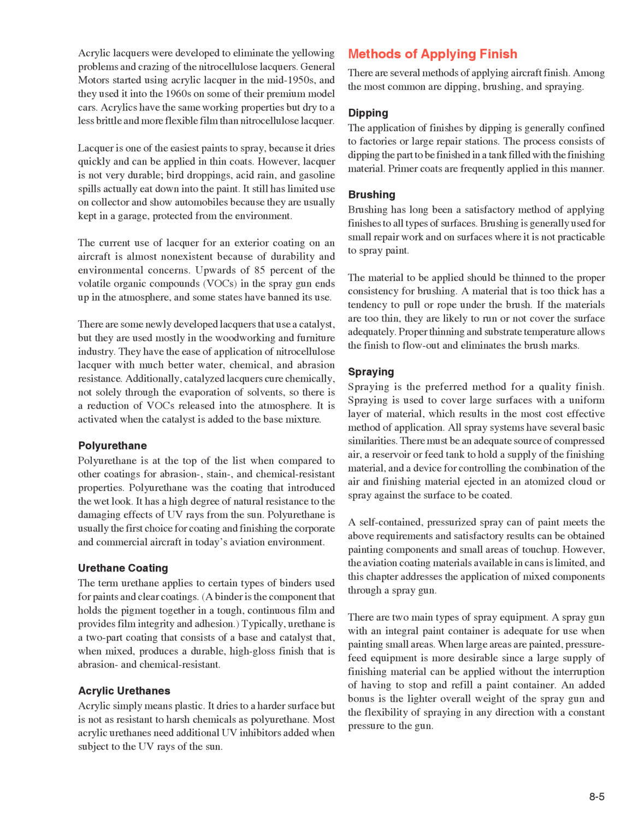and environmental concerns. Upwards of 85% of the volatile organic compounds, VOCs, in the spray gun ends up in the atmosphere, and some states have banned its use. There are some newly developed lacquers that use a catalyst, but they are used mostly in the woodworking and furniture industry. They have the ease of application of nitrocellulose lacquer with much better water, chemical, and abrasion resistance. Additionally, catalyzed lacquers cure chemically, not solely through the evaporation of solvents, so there is a reduction of VOCs released into the atmosphere. It is activated when the catalyst is added to the base mixture.